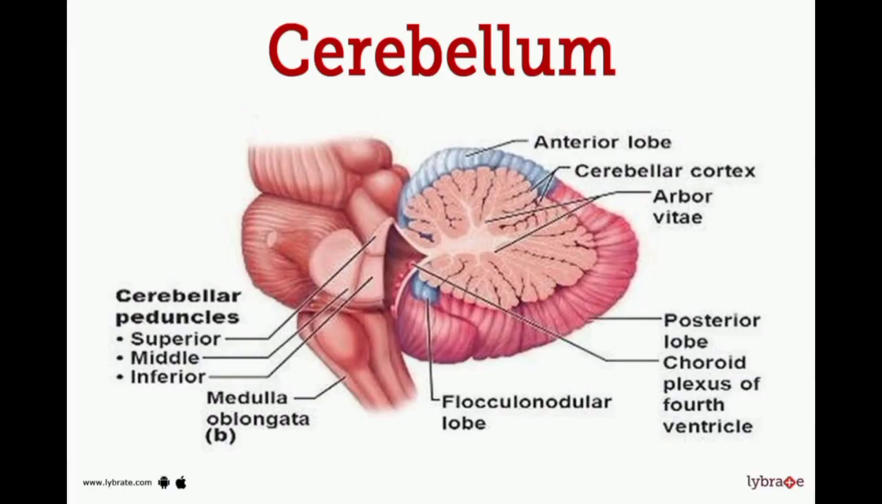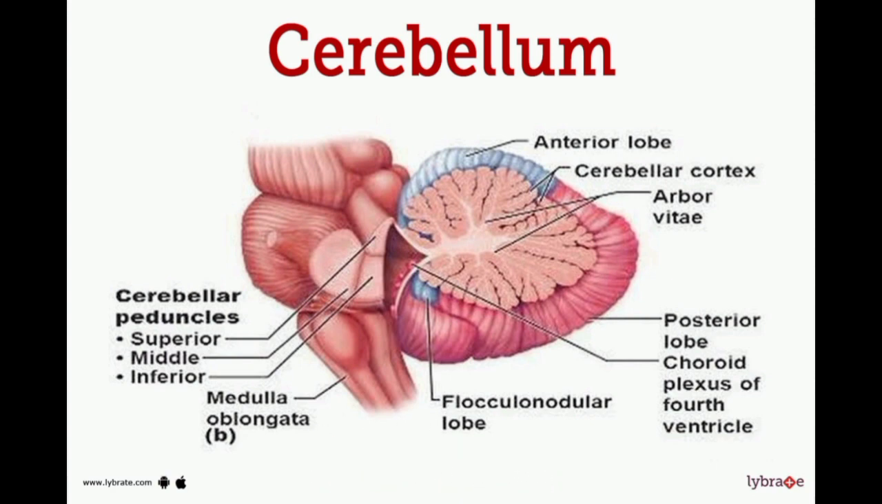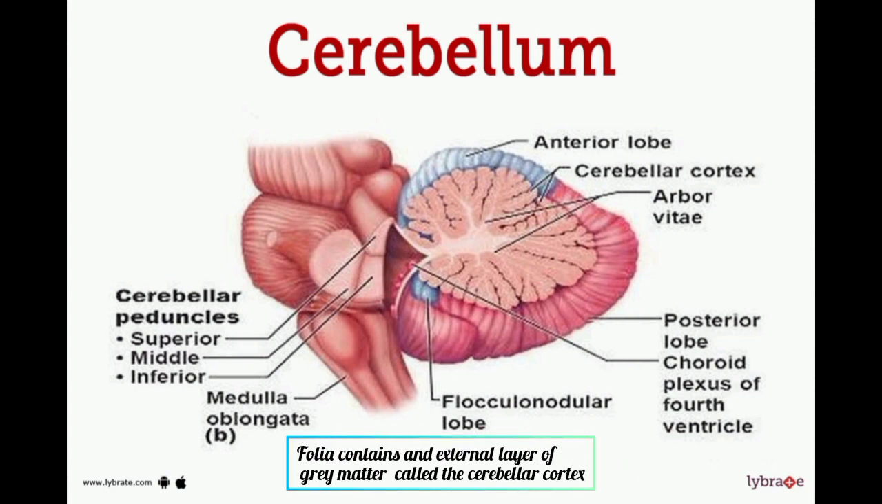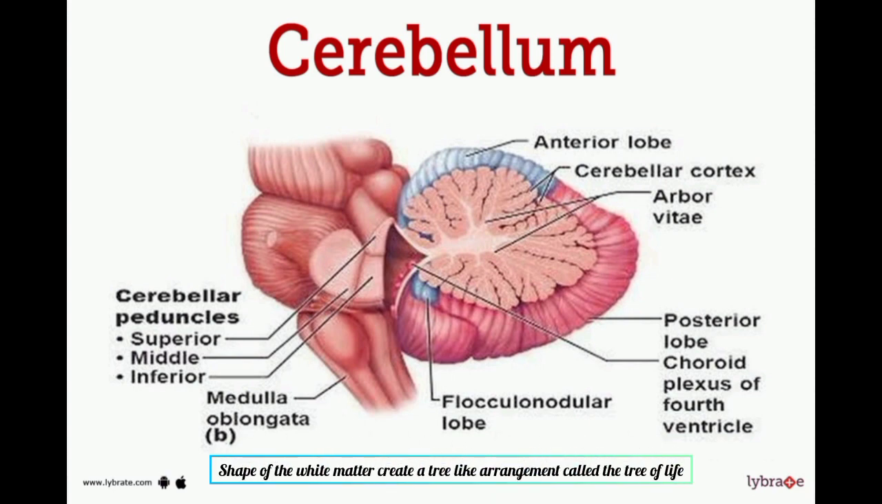On a sagittal section, the cerebellum looks like the cerebrum, in that the cortex is folded, creating ridges with small sulci in between. The difference between the cerebellum and cerebral cortex is that the ridges are thinner and smaller and organized into more parallel layers, which are called folia. The folia contain an external layer of gray matter called the cerebellar cortex and a subcortical white matter region. The shape of the white matter creates a tree-like arrangement referred to as arbor vitae, or tree of life.